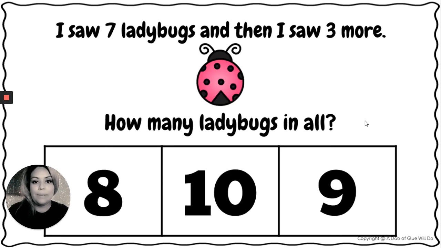Next story. I saw 7 ladybugs and then I saw 3 more. 1, 2, 3. How many ladybugs in all? That's right, 10. 10 ladybugs total. Can you say the addition sentence starting with 7? 7 plus 3 equals 10. Write it.